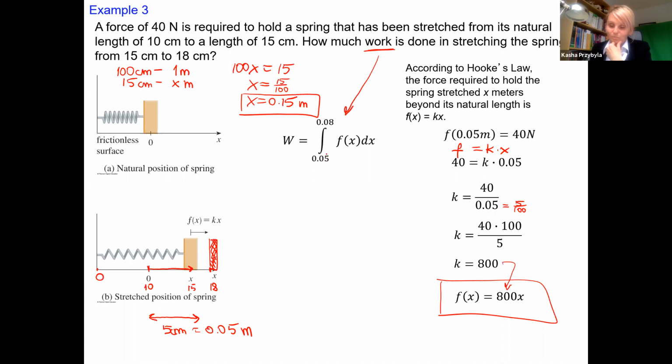And now let's see what I choose. From 0.05, which is from 5 centimeters, because now we have to be careful, this is still my natural position, 0. That means this will correspond to 5, and this will correspond to 8. I know that this is 10, but with respect to the natural position, I really have to see that I am at 5 centimeters away from the natural position, to 8. That means this is just that distance.